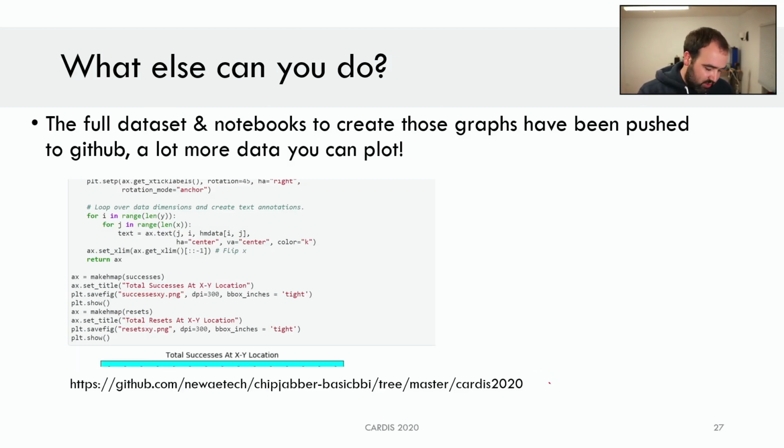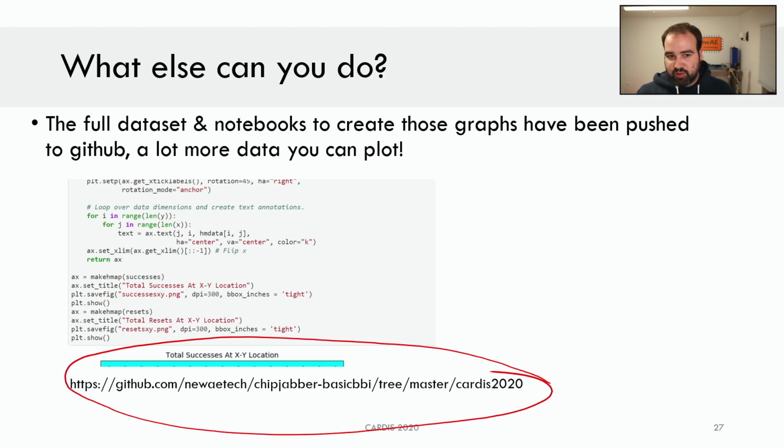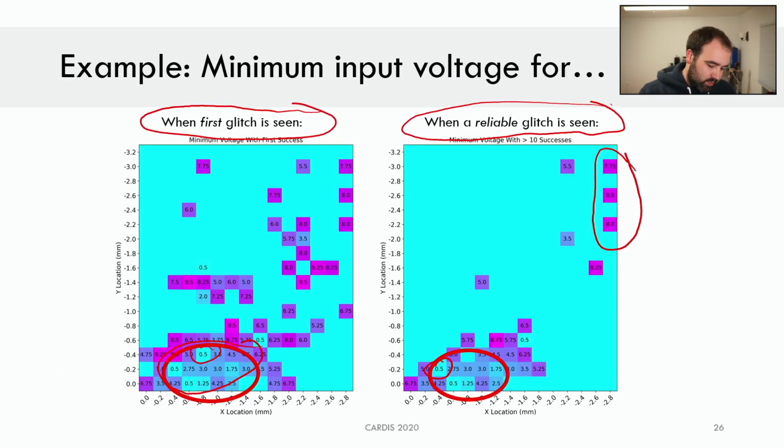As I mentioned, the full data sets and some of the notebooks to generate this are available. There's so much in the data set that it's hard to show everything. What I really wanted to show is the fact that it is very dependent on spatial position.